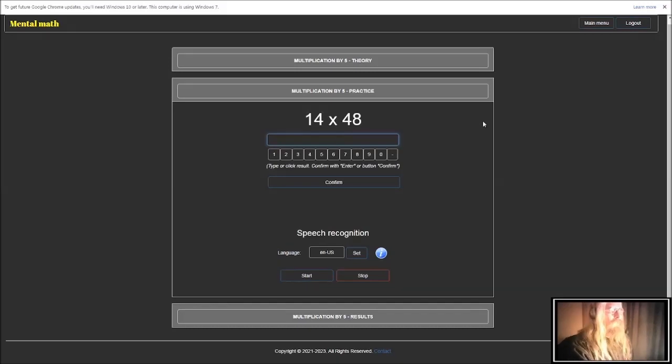So 14 multiplied by 50 would be 700, but we have to subtract 28 from 700, which is 72.